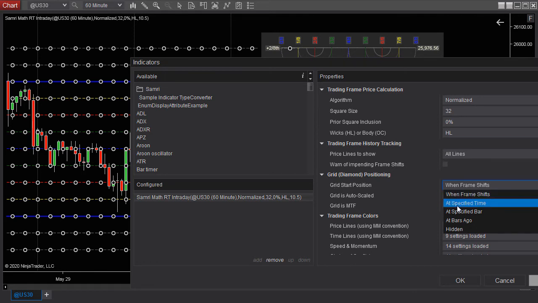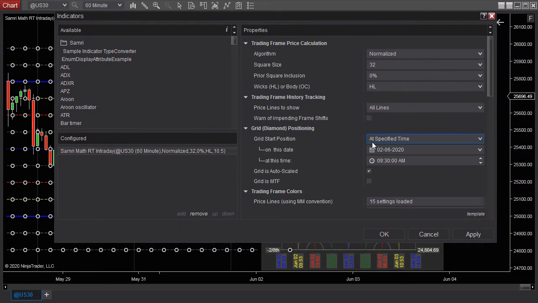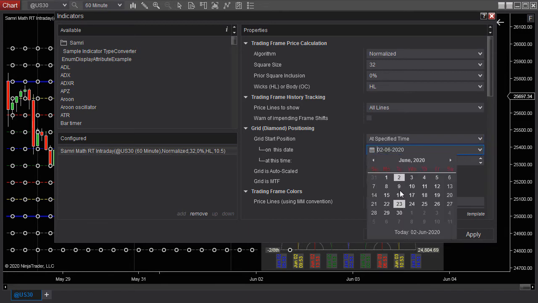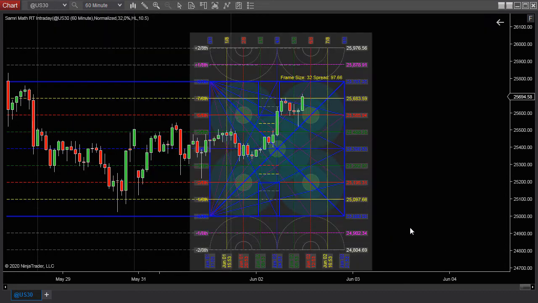Grid start position is at specified time. Now look what happens. You get two more properties to set up. So I want it to start at a specified time. You choose your date. Today is the 2nd. Let's start at yesterday's trading at 9:30 a.m. You can change these, you can decide where it begins.